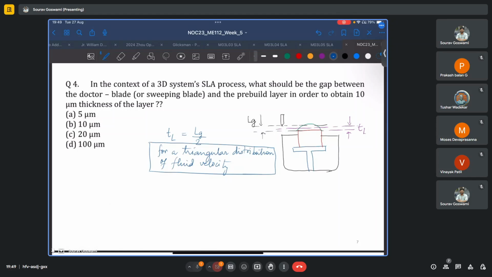Here the layer thickness TL is given to us, which is 10 micron. Whereas to find the gap between the doctor blade and the pre-built layer, which is LG, it will simply be equal to 2 TL, which is 2 times 10 micrometer, which is 20 micrometer. So option C is the correct answer here.